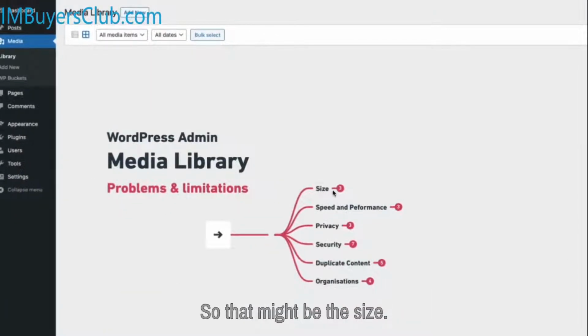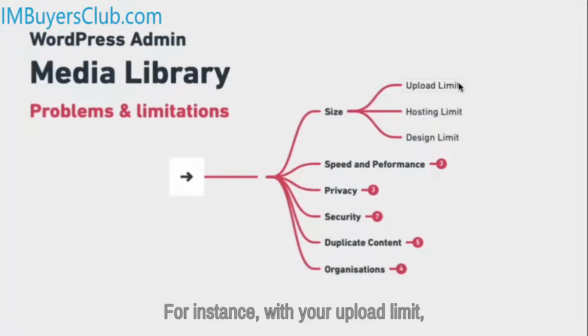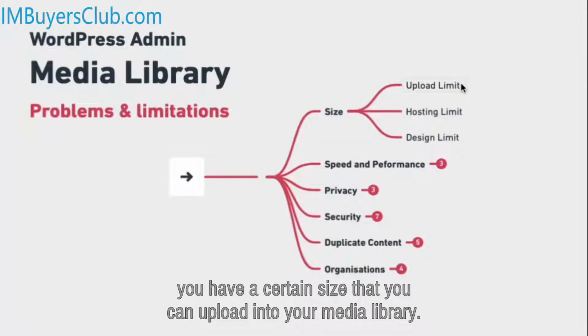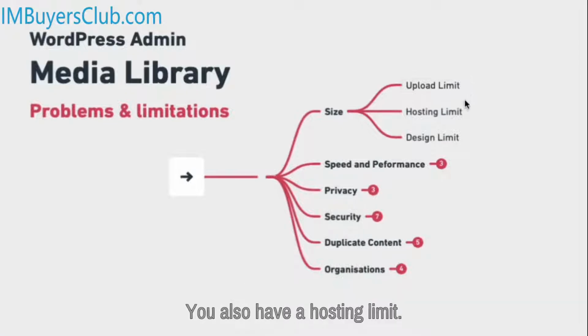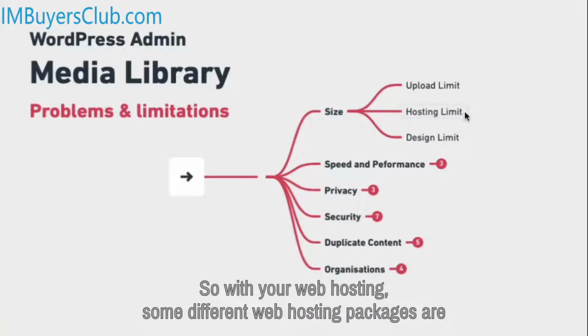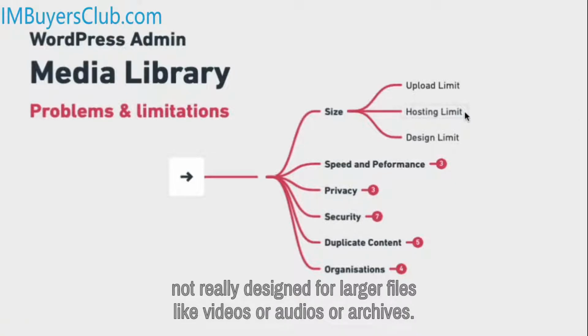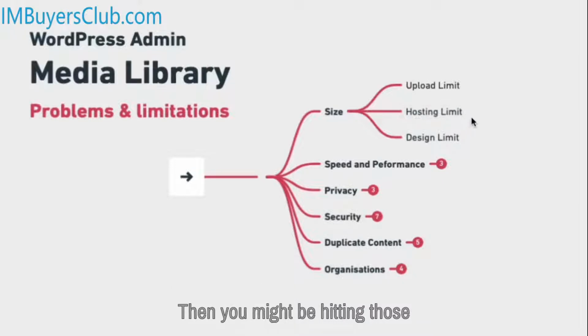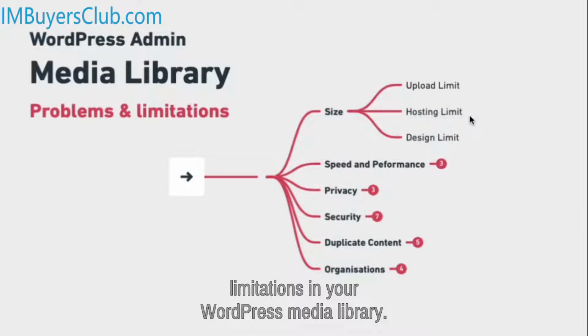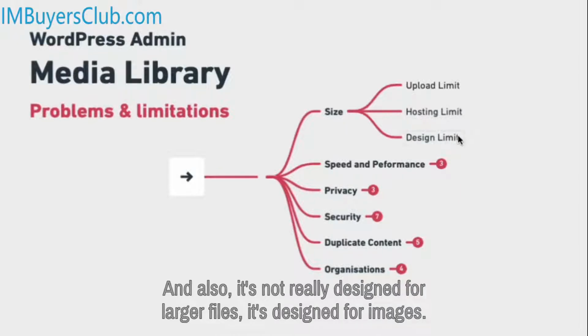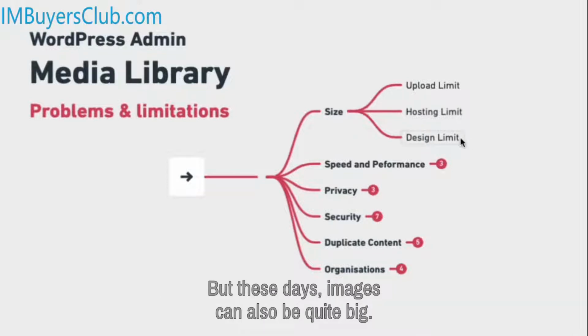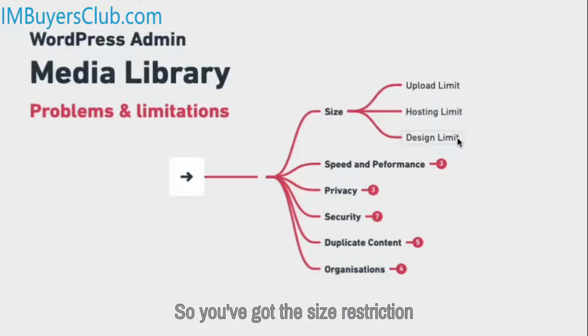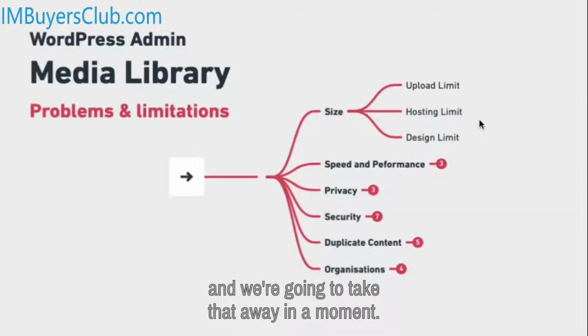So that might be the size, for instance, with your upload limit. You have a certain size that you can upload into your media library. You also have a hosting limit. With your web hosting, some different web hosting packages are not really designed for larger files like videos or audios or archives. Then you might be hitting those limitations in your WordPress media library. And also, it's not really designed for larger files. It's designed for images, but these days images can also be quite big. So you've got the size restriction, and we're going to take that away in a moment.